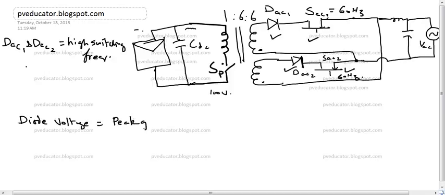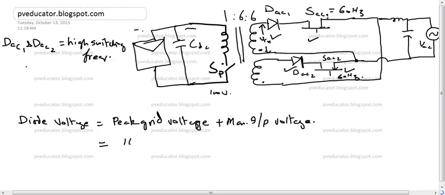peak grid voltage plus maximum input voltage. And this maximum input voltage means the voltage that appears by multiplying this 6 at this instant. This is the input voltage for this diode. So if we have a peak grid voltage of 169 volt, provided that this VAC is 110 volt AC, this will be 169 volt peak plus maximum input voltage of 330 volt. That is approximately 500 volt.